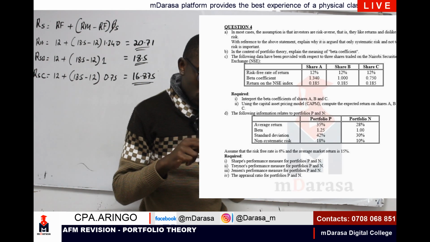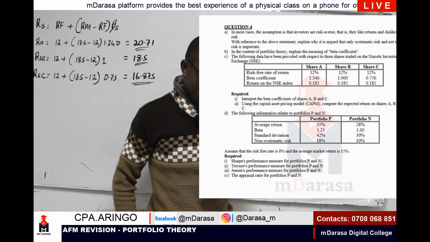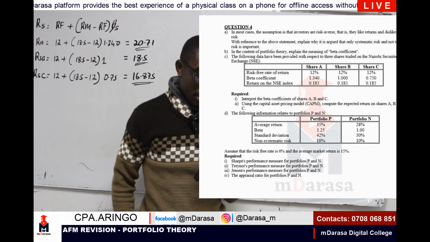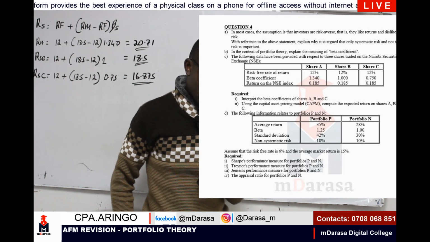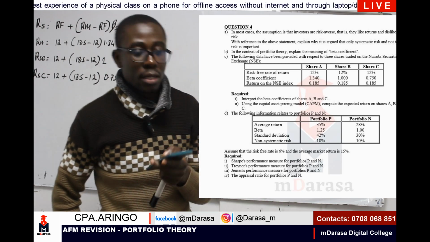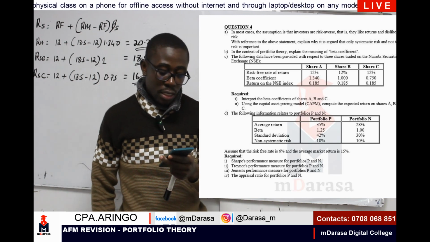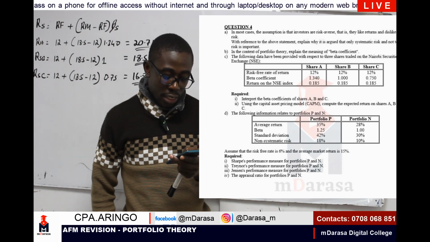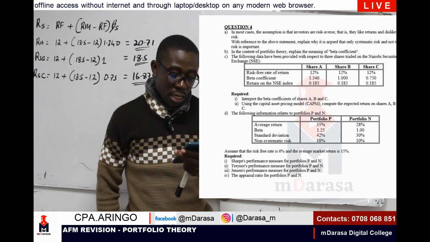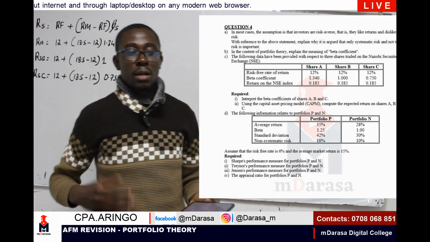So I want us to go to that question part D, where we are told that the following information relates to portfolio P and N. The average return, the beta, the standard deviation, as well as an unsystematic risk are given. Anytime you see an examiner giving you unsystematic risk, the idea that should start clicking at the back of your mind, my good students, is the concept of the appraisal ratio.